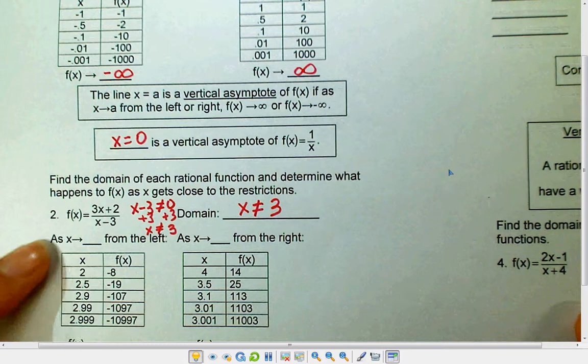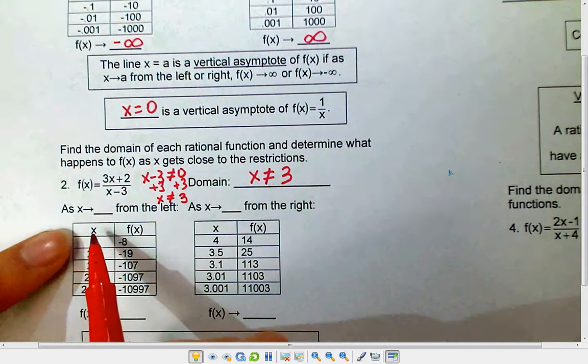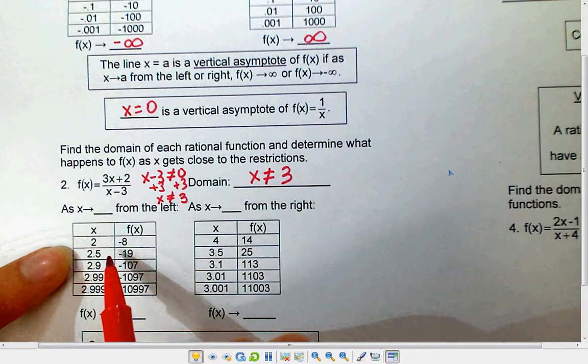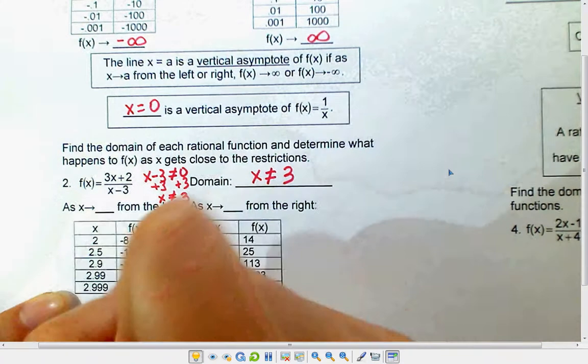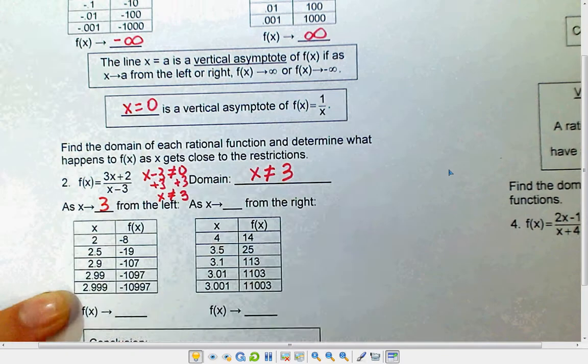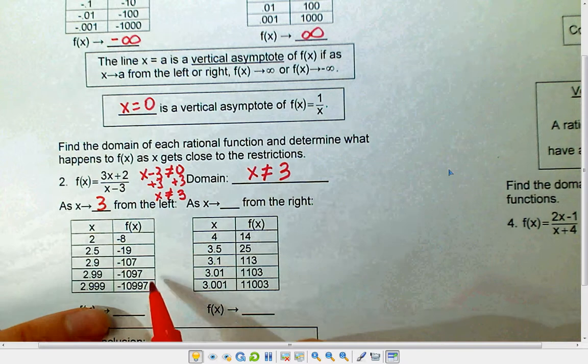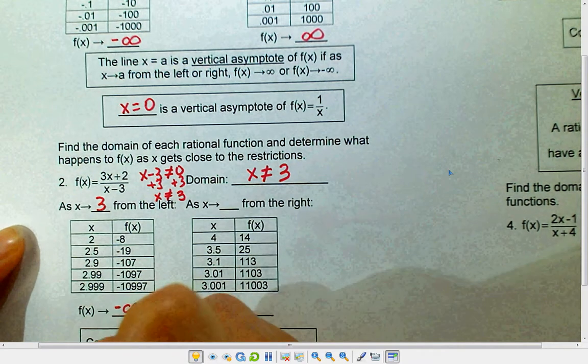So let's look at what's happening as x approaches. So let's look on this graph. We have 2, 2.5, 2.9, 2.99, 2.999. So this is getting closer and closer to 3 from the left. What's happening to our y's? It's becoming more and more negative, so negative infinity.